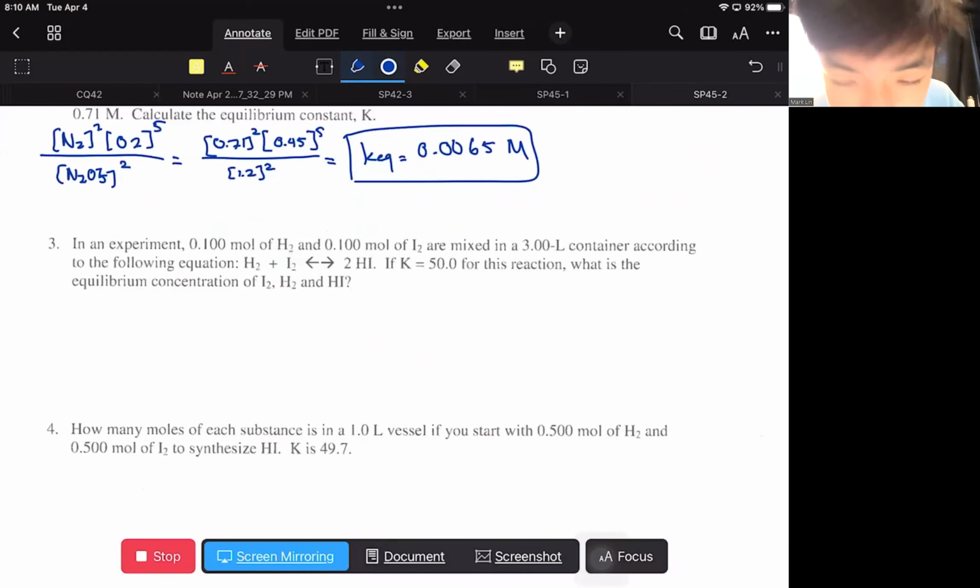Number 3. In an experiment, 0.1 moles of H2 and 0.1 moles of I2 are mixed in a 3-liter container according to the following equation. If K is 50 for this reaction, what is the equilibrium concentration?